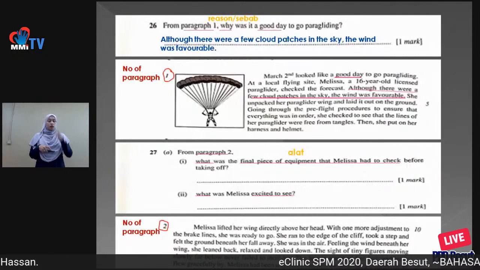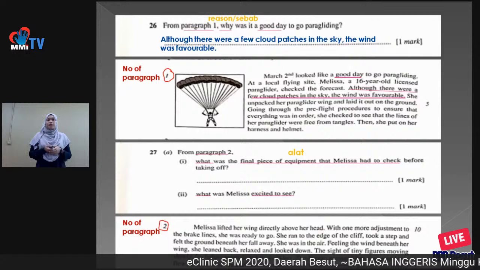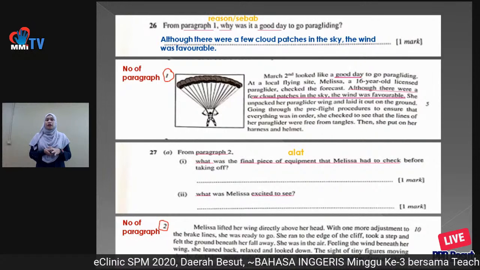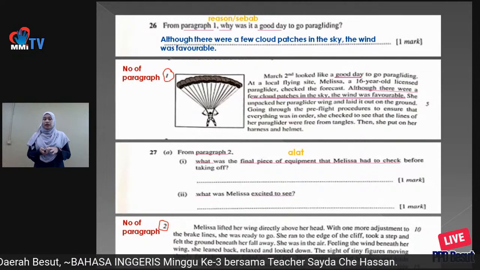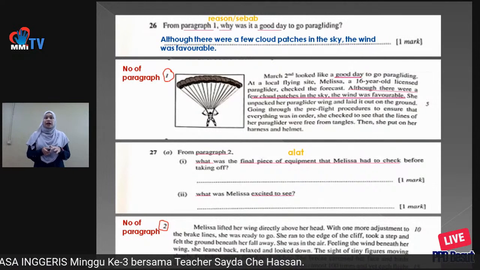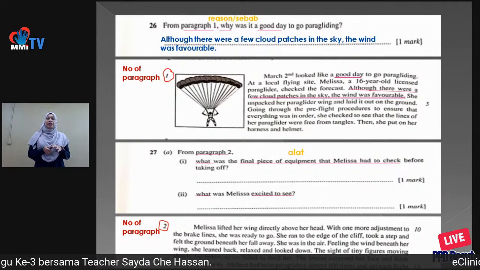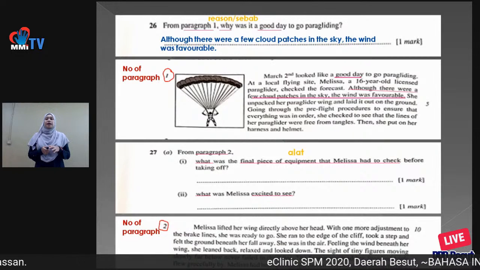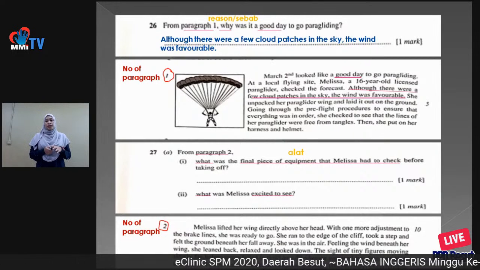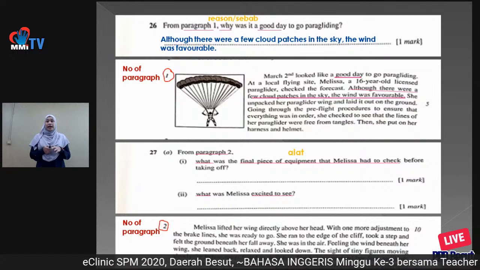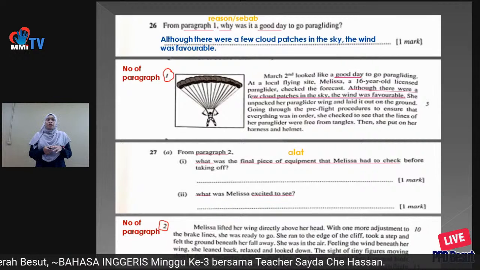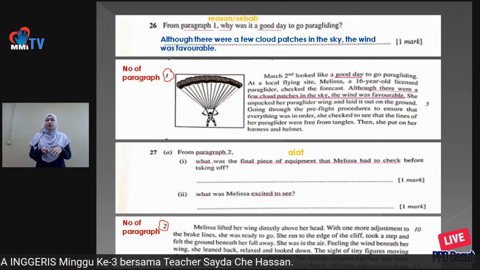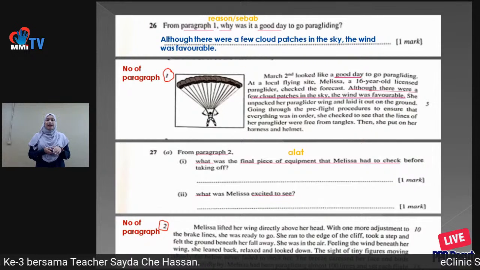She was ready to go. Tadi dalam soalan dia cakap before taking off, sebelum dia fly. So, she was ready to go. Is she flying already? Not yet. She ran to the edge of the cliff, took a step and felt the ground beneath her fall away. She was in the air. Now she's flying already. Air, udara, bukan air tu. So, the answer should be before that because here she is already flying.